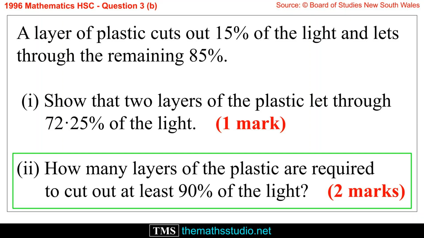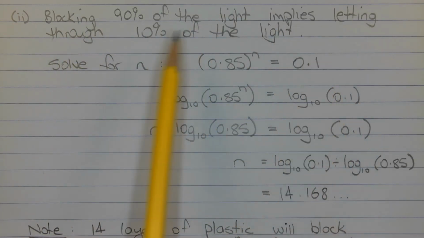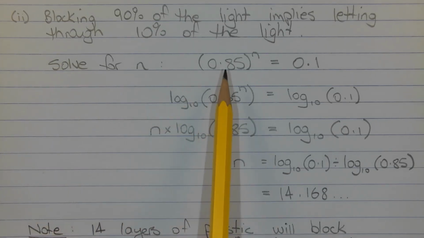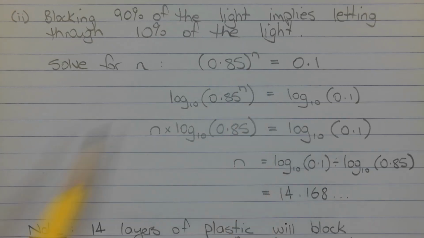Part 2. How many layers of the plastic are required to cut out at least 90% of the light? Blocking 90% of the light by the law of complements implies letting through 10% of the light. So we can solve for n the equation 0.85 to the power of n equals 0.1, where n represents the number of layers of plastic.